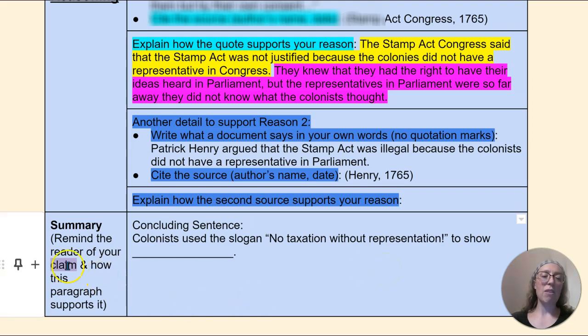I need to remind the reader of the claim. Colonists use a slogan, no taxation without representation, to show. That's what this paragraph is about, right? So now I need to refer back to my claim. So let's see. Colonists use that slogan to show that the Stamp Act was not fair because they didn't. You finish it up. And some of you won't use these ideas at all because you're arguing that it was justified.